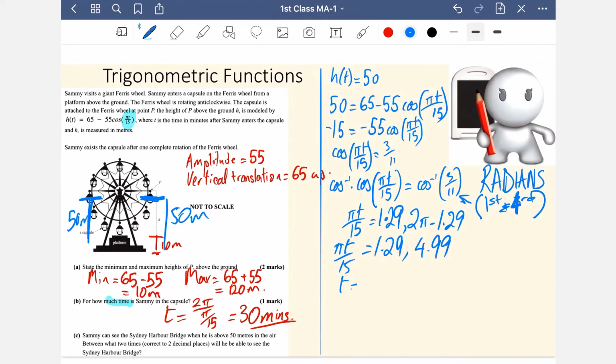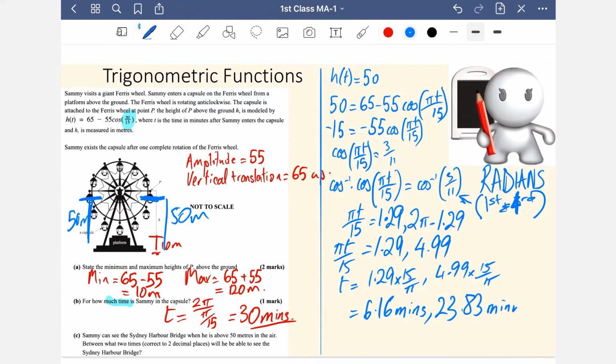Now that's pi t on 15. If I want to work out what t is equal to, I'm going to be multiplying both of these by 15 on pi. And the answer is going to be 6.16 minutes and 23.83 minutes. And that's your final answer.